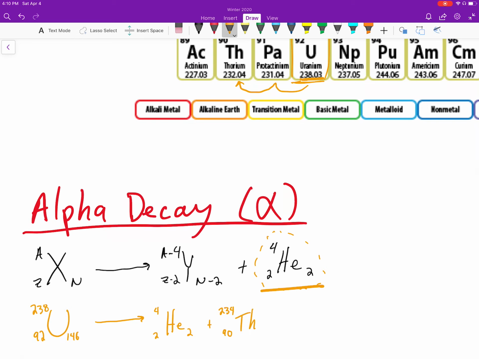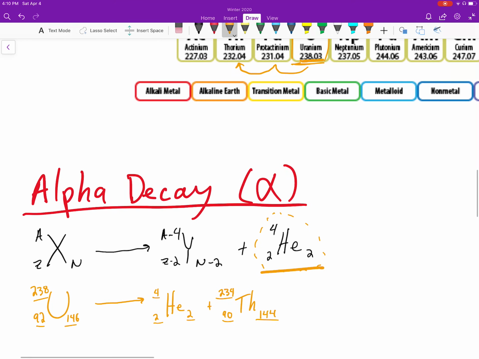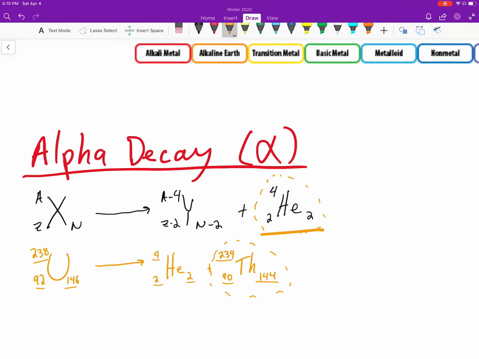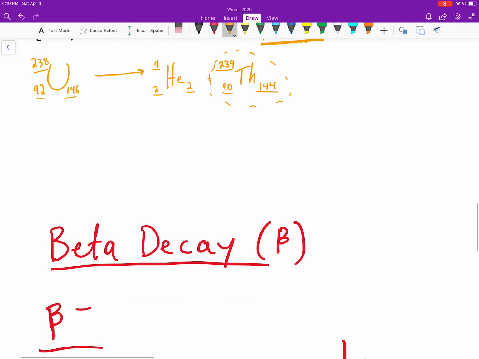That element is thorium, and there are 144 neutrons. Does that make sense how I did that? So 146 minus 2 is 144, and then 92 minus 2 is 90. And 238 minus 4 is 234. So this would be the daughter nucleus of the parent nucleus. So that's the result. Okay, moving on to beta decay.